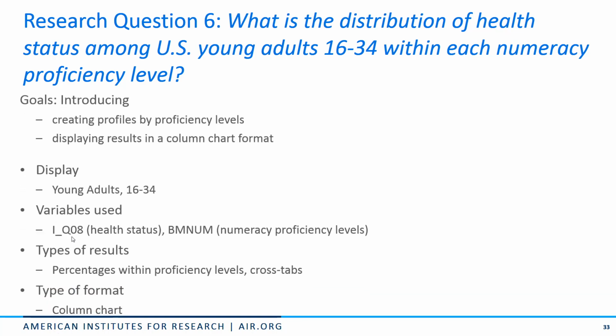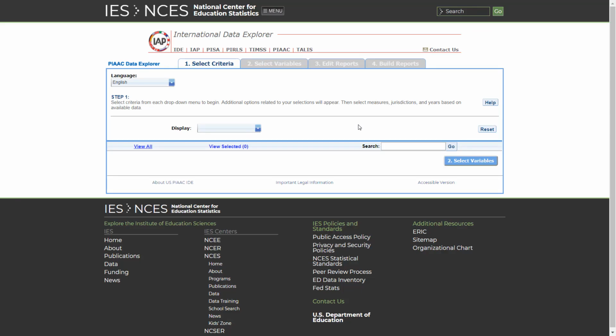In this scenario, we will show you a new IDE capability that is possible because proficiency levels are available as variables here in the US PIAAC IDE. You will create profiles of those at different skill levels by looking at the percentage distribution of characteristics within each level. We'll also go over how to display these results in a column chart format.